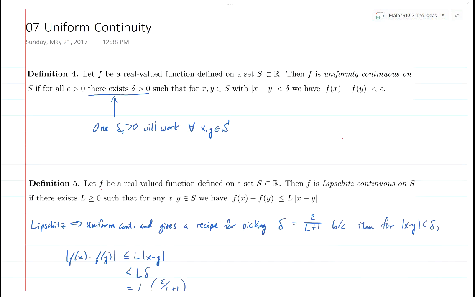And in fact, most of the functions you deal with are Lipschitz continuous, which implies uniform continuity, as you'll see in this lecture. This material corresponds to chapter 3 sections in Ross.